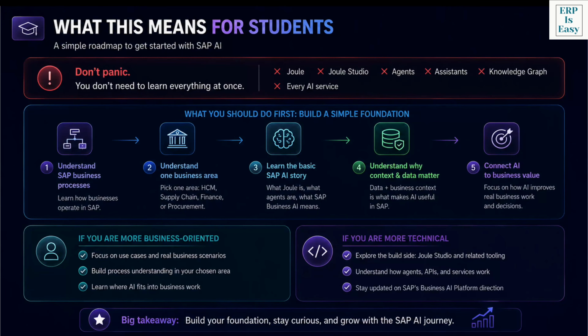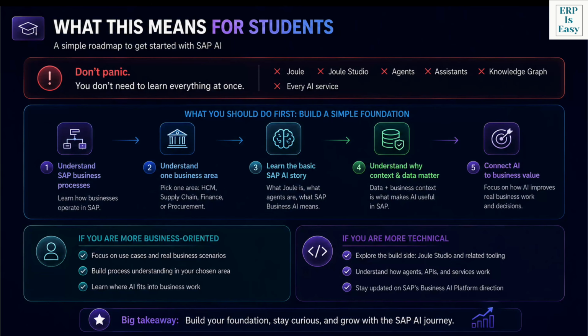So, what does all of this mean if you're a student or someone just starting your SAP journey? The biggest takeaway is simple: don't panic and don't feel like you need to learn every SAP AI product at once. You don't need to become an expert in Joule, Studio, agents, assistants, knowledge graph, and every other AI service on day one. Instead, focus on building a solid foundation. Start by understanding SAP business processes first. Then pick one business area like HCM or supply chain, maybe finance, maybe procurement. Once you are comfortable there, start learning the SAP AI story.